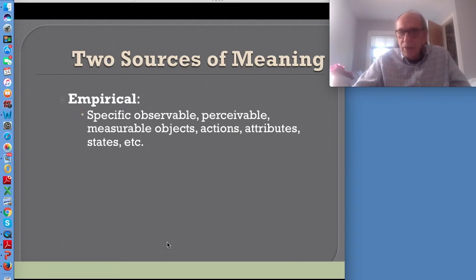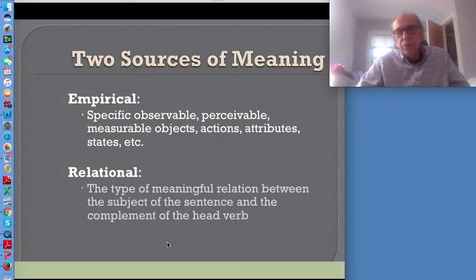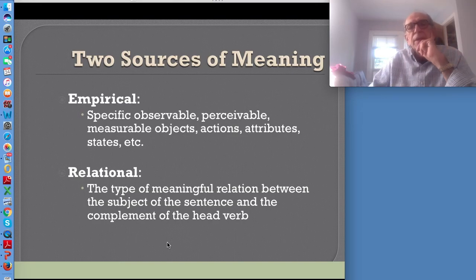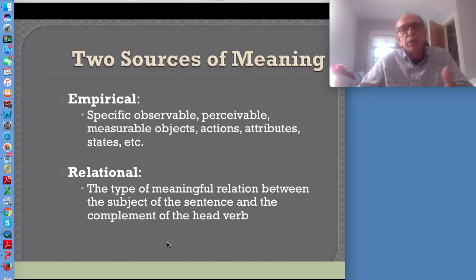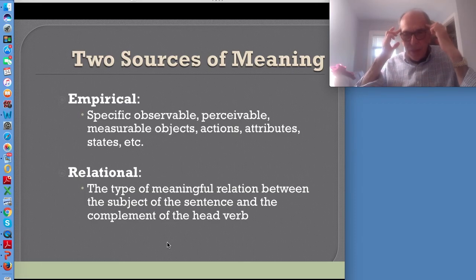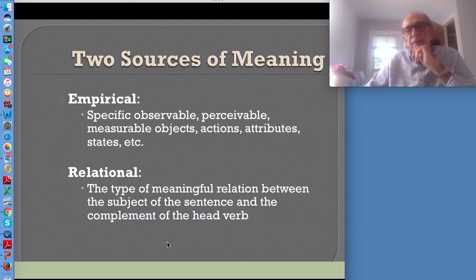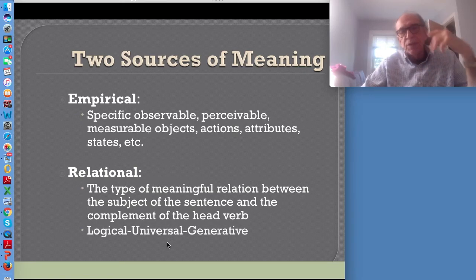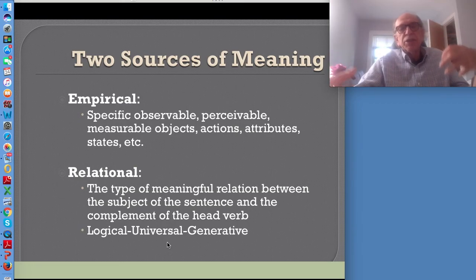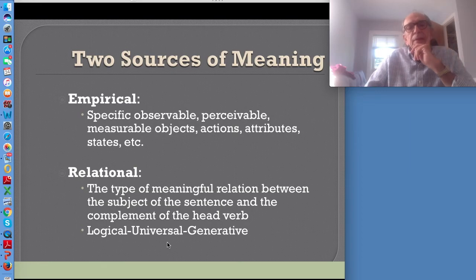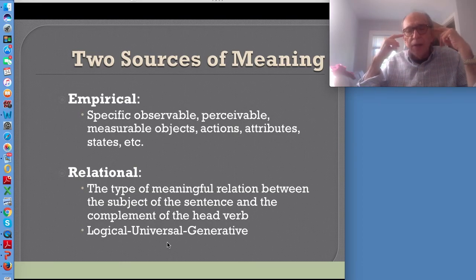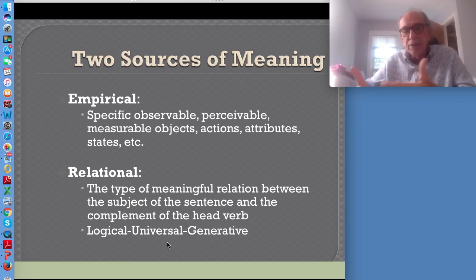And that's the empirical meaning, but also we can think about it in terms of the relational aspect of meaning. By that I mean the kind or type of meaningful relationship that is being made in the mind of the child or the speaker. And that relationship is always going to be between the subject of the sentence and the complement of the head verb in the sentence. It's always going to be logical and universal and generative, these kinds of relationships. You'll see what I mean in a moment. By logical, I mean it's going to make sense based on the kinds of relationships humans make in their minds that leads to generativity. What does generative mean?